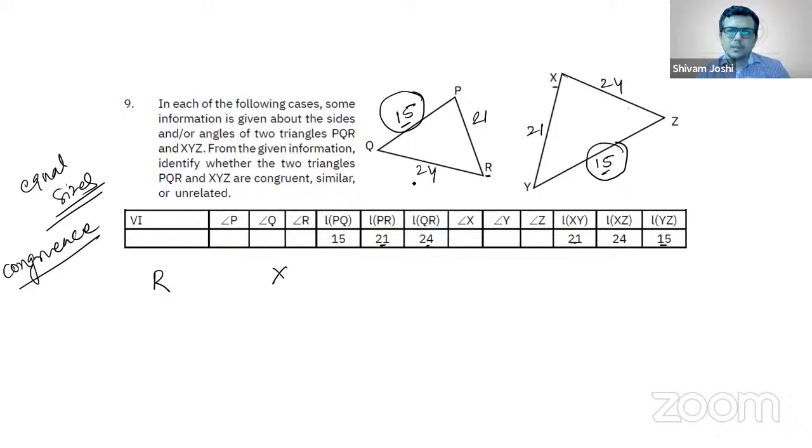X. Next one is 21. What is the angle opposite to that? Q. 21, angle opposite to that is Z. And then the third one, RQP, XZY. This has to be the right order in the congruence. Maintaining the order is very, very important here.